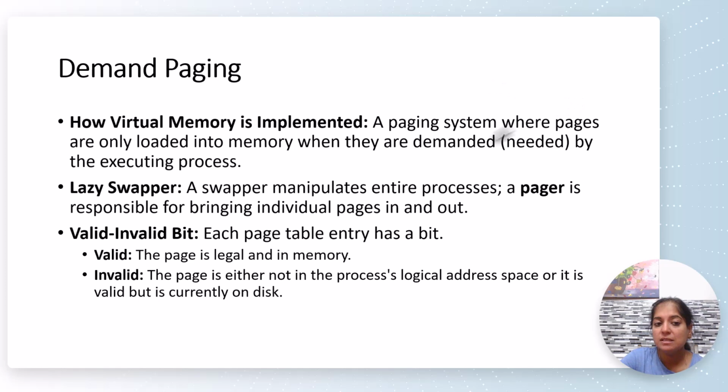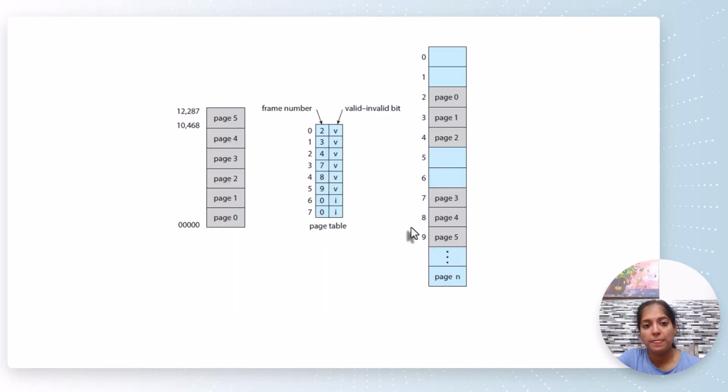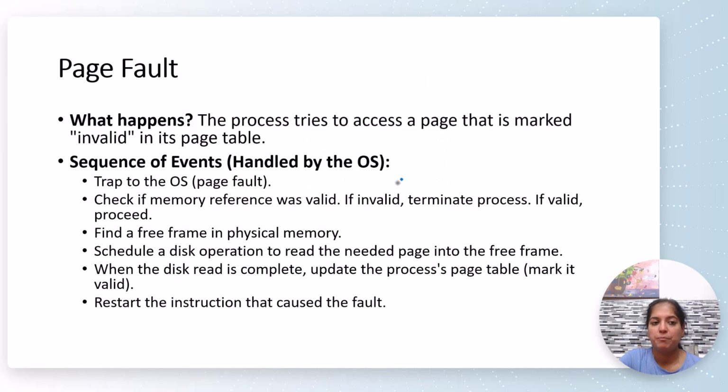The valid bit means the page is legal and is in memory. It is invalid if the page is either not in the logical address space, or it is valid but is currently on disk. For example, here we put a valid-invalid bit. Page 5 is in 9, page 4, page 6 and page 7. Since these are not in memory, we put an invalid bit. All other pages are in memory, so we put a valid bit.